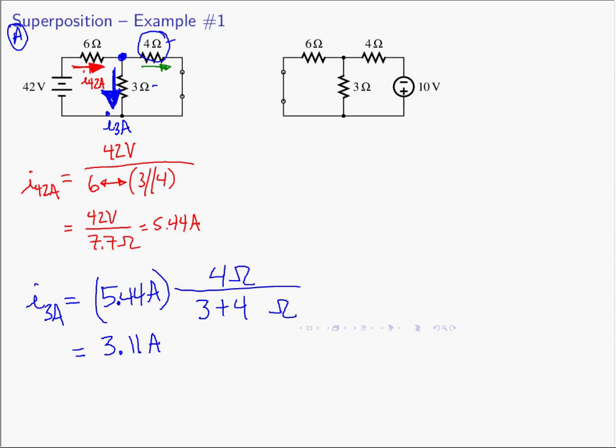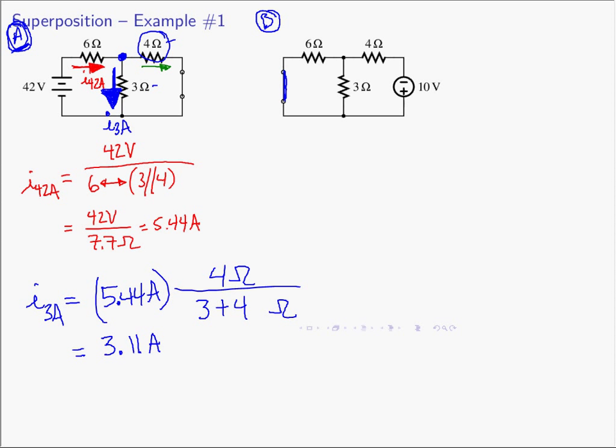Okay, so now we found the current in the 3 ohm resistor, because that's what we want, due to the 42 volt voltage source acting alone. That is the A problem. So let's kill the 42 volt voltage source. By killing it, we get a short, as we see over here, and let's turn the 10 volt voltage source back on again, and we'll call this subcircuit B.